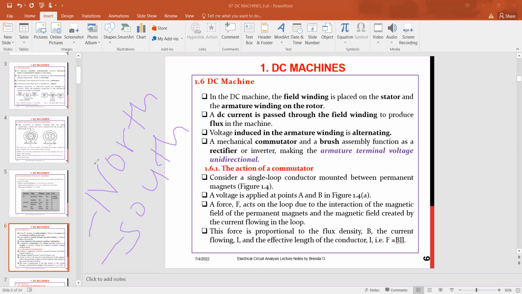A voltage is applied at two points, A and B. We'll see that in our next diagram, where the voltage is applied between points A and B in our next figure.